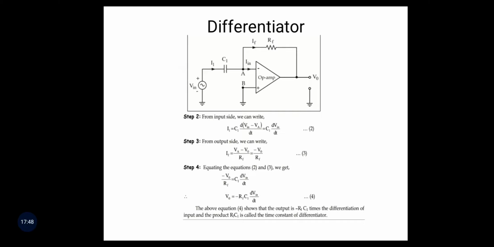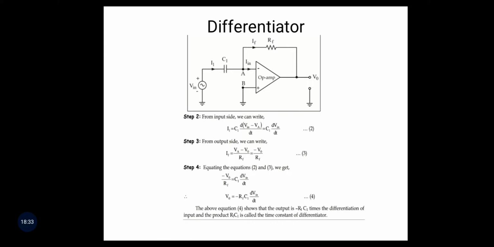From the input side we can write the current I1. I equal to C into dV by dt. Here I1 equal to C1 into d(Vn minus Va) by dt. That means C1 into dVn by dt.